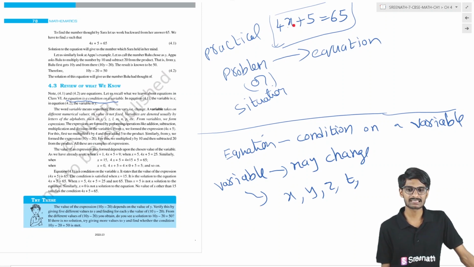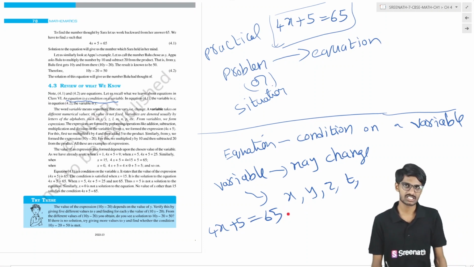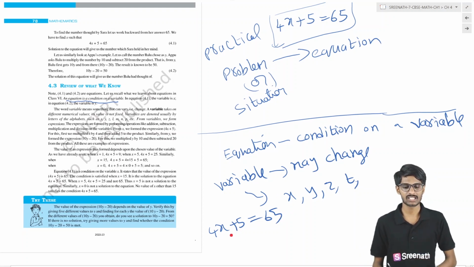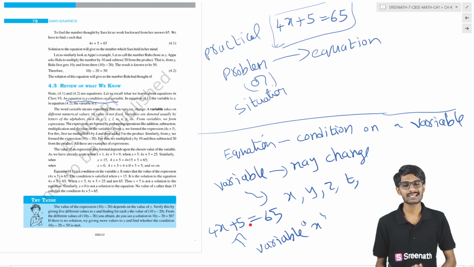If you see clearly, 4x plus 5 is equal to 65. Here there is a condition. What is the condition? There is some number which, when multiplied by 4 and then 5 is added, you get 65. LHS is equal to RHS, that is the condition. In this condition the variable is x. That condition with variable x is called the equation.